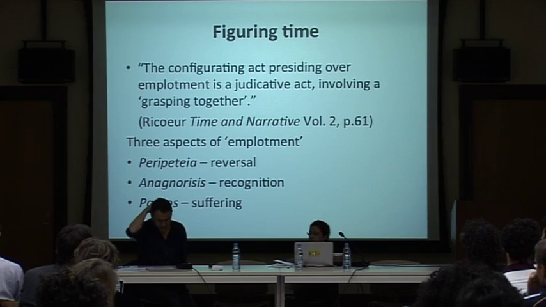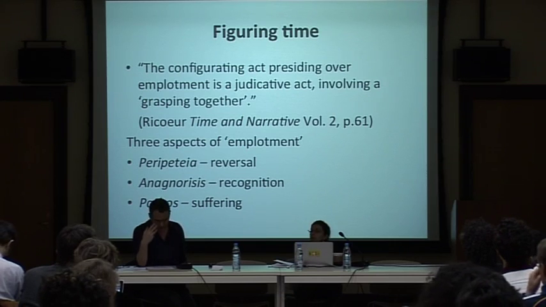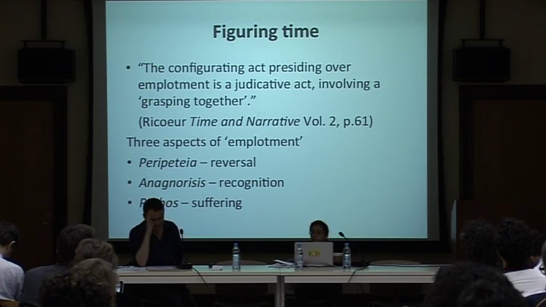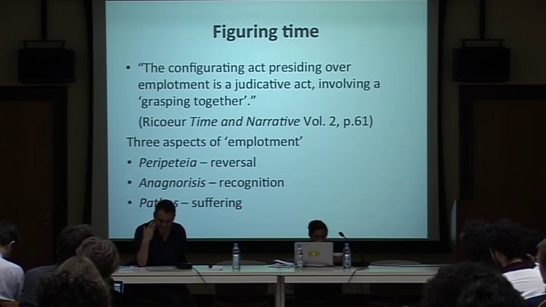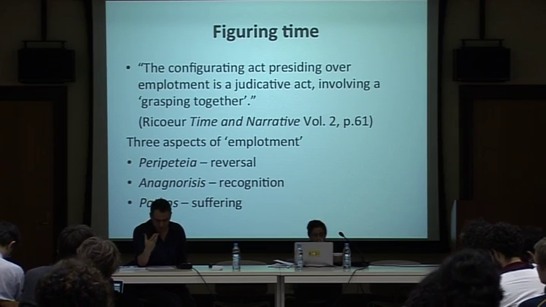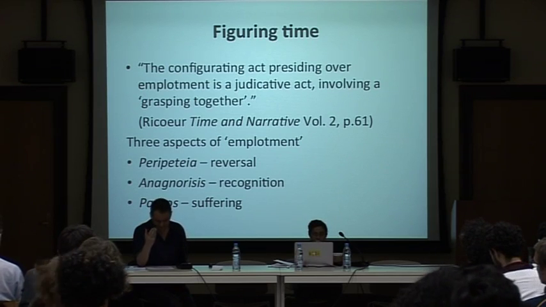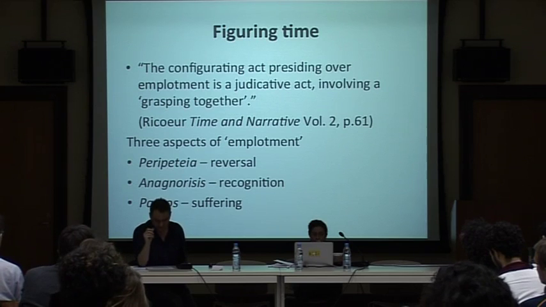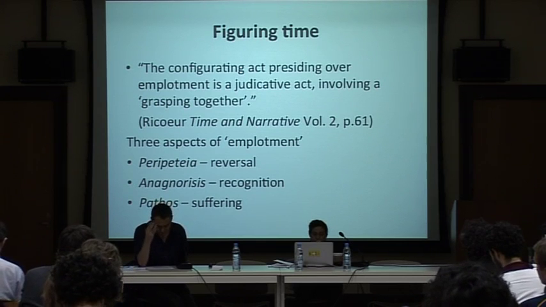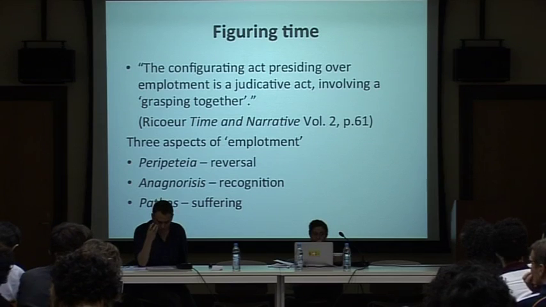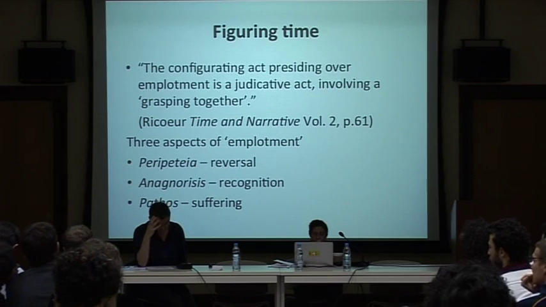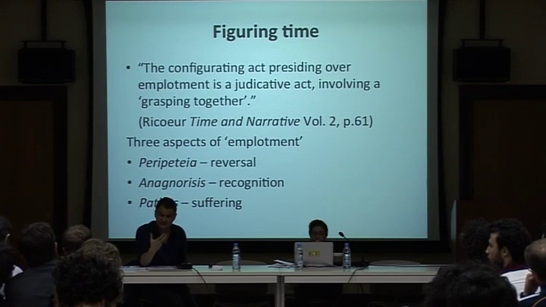For Ricoeur, time's appearing is not a datum of intuition, as it is in Bergson, nor resoluteness towards death, as it is in Heidegger, but rather the result of a narrative configuration. Configuration is a form of narrative synthesis. And as Ricoeur writes in Time and Narrative, the configurating act presiding over emplotment is a generative act involving a grasping together. Configuration is a new kind of synthesis.